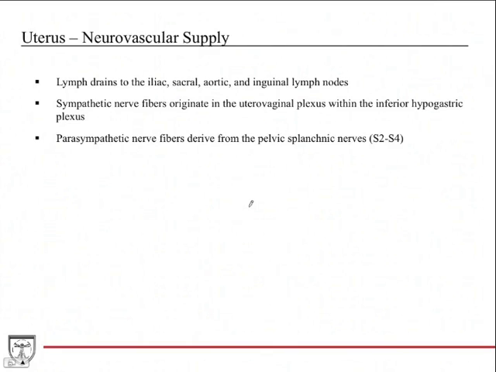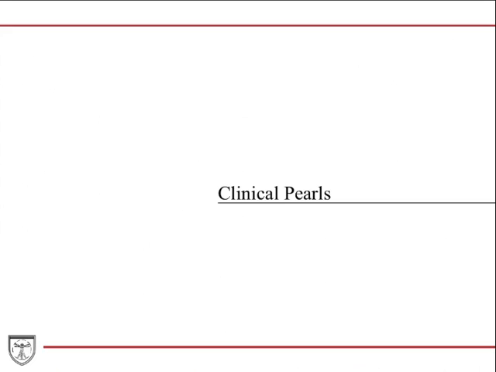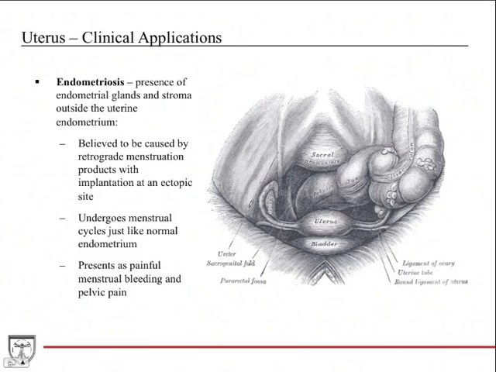All right, now that we've finished talking about the anatomy of the uterus, we're going to talk about some relevant clinical pearls. Endometriosis is a very common condition. It's usually in reproductive age women, women who are actively menstruating, so women in their 20s, 30s, even into their 40s.